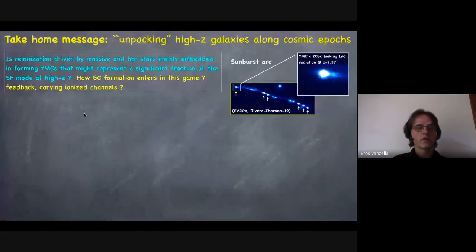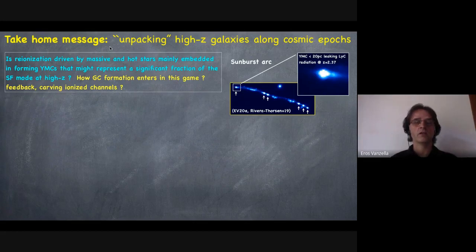This is my summary, and the message is that we are really unpacking, let's say, galaxies along cosmic epochs. We like to follow the star forming mode along cosmic time. We are still at the beginning in the identification of star clusters, but I think that we are really at the moment where also with HST we can do that. This is a question that mixes the two things, reionization and star clusters at high redshift, that might be linked. There are some ideas and papers that claim there might be a connection between these two fields.